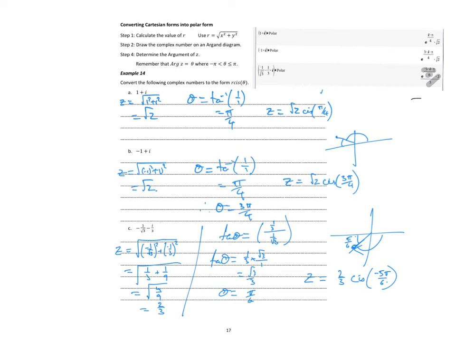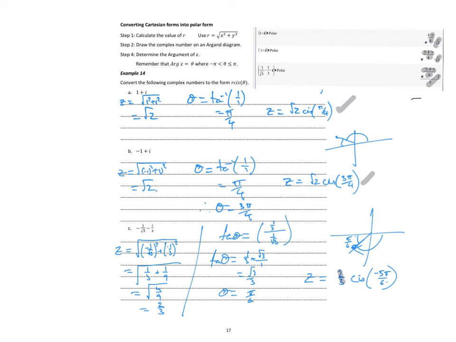Okay, so if we compare question 1, root 2 mod pi on 4 the angle, root 2 mod 3 pi on 4 for question 2, and then 2/3 and negative 5 pi on 6 is the angle. Okay, so it does give it in a different form. It's an American version, Euler form. Not too sure why we don't use it, but we don't.